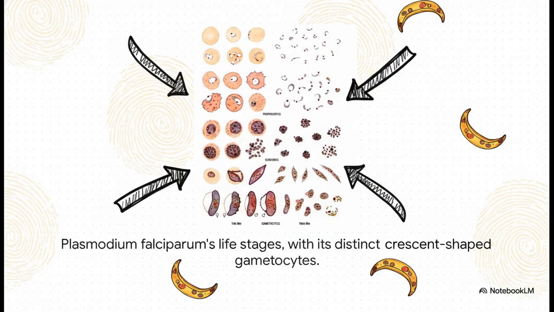And figuring out the species is so important because not all malaria is the same. This one here is Plasmodium falciparum, and it's the deadliest species by far. Its microscopic fingerprint, which you can see on the thin smear, is totally unmistakable. You see those unique crescent-shaped cells? They look kind of like little bananas. Finding those is a critical clue.